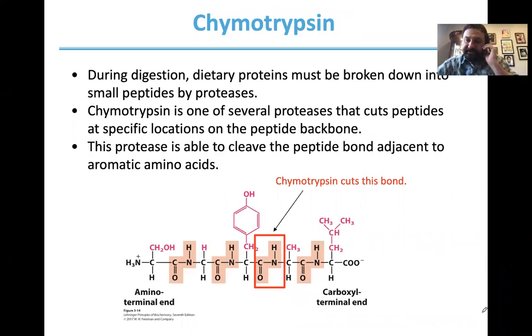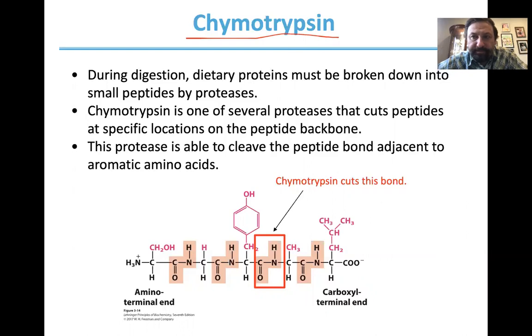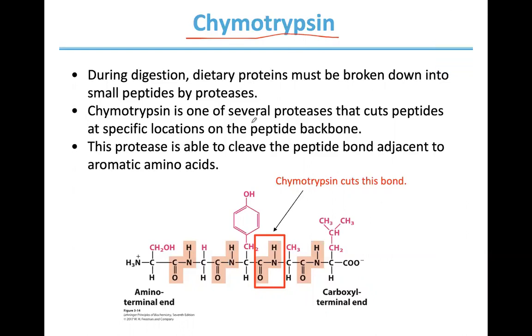All right, so now in the remaining 20 minutes, let's look at some specific mechanisms, how enzymes accomplish their reactions. Let's look at the digestive enzyme chymotrypsin first. So this is a dietary protein. Proteases are enzymes which cut peptides at specific locations on the peptide backbone. This particular protease can cleave the peptide bonds adjacent to aromatic amino acids.